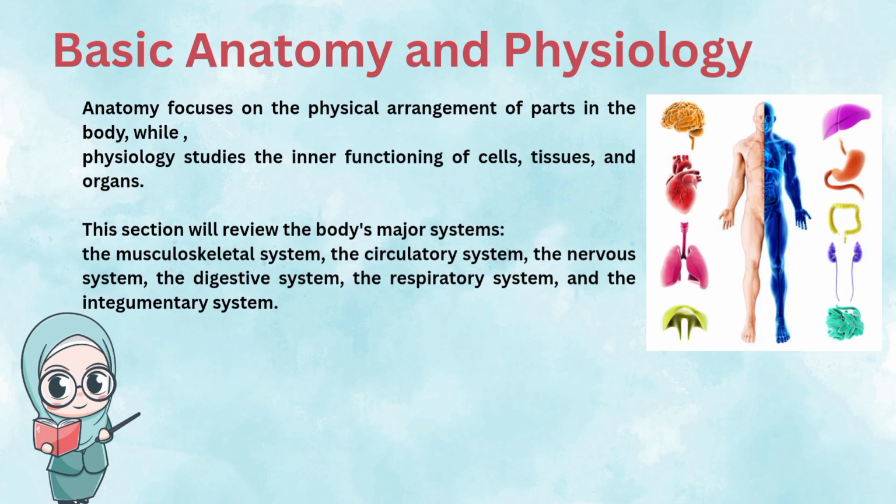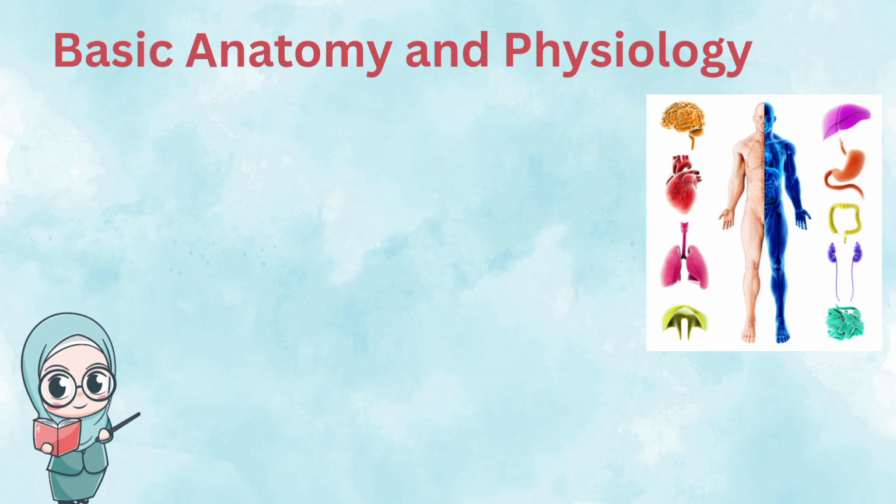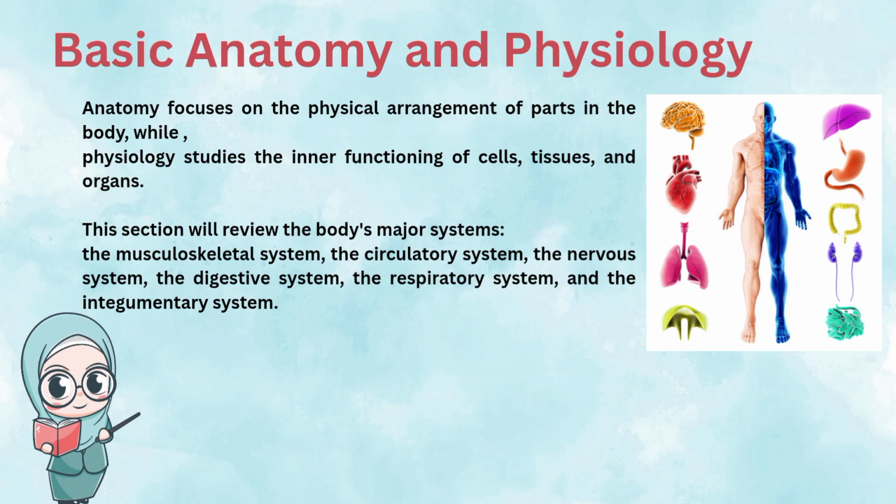Anatomy and physiology is the study of the body's systems and structures and how they interact. Anatomy focuses on the physical arrangement of parts in the body, while physiology studies the inner functioning of cells, tissues, and organs. This section will review the body's major systems: the musculoskeletal system, the circulatory system, the nervous system, the digestive system, the respiratory system, and the integumentary system. Anatomy is the study of the structures in the body, such as cells, tissues, and organs. Physiology is the study of the function of bodily structures.